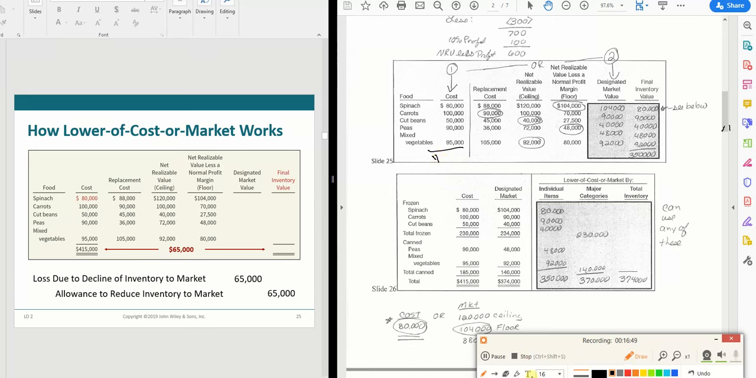I can't draw really good, so I'm going to erase that. Draw 415 there. I have 350,000 there, and so the difference is 65,000. I need to get it down. So under the allowance method, I credit the allowance and debit loss. If this were the loss method, I would debit loss, credit inventory. If it was cost of goods sold method, I would debit cost of goods sold, credit inventory.